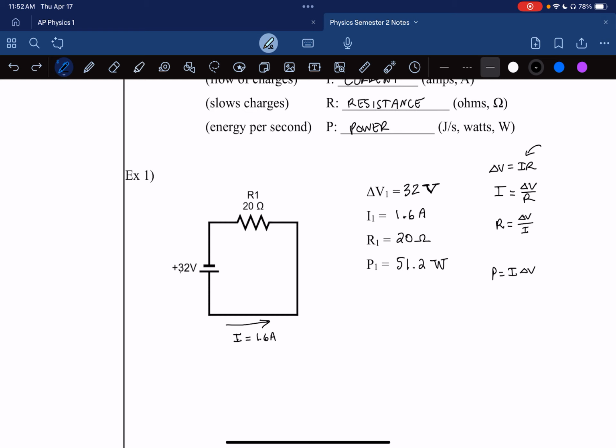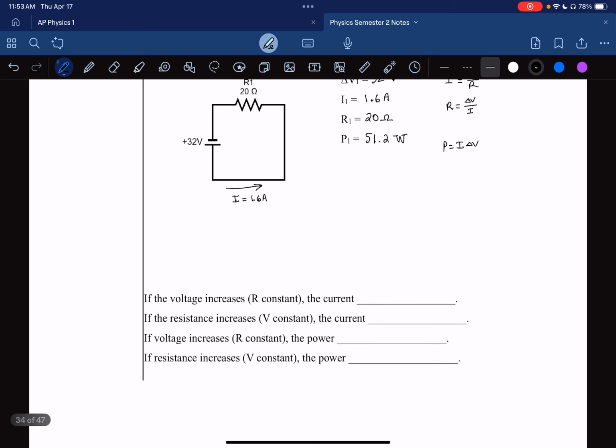Voltage is what's supplied by the battery. The circuit picks up 32 volts as it crosses the battery, and it will drop 32 volts as it crosses a resistor. But however you want to say it, this voltage is 32. The total resistance of this circuit is 20. And the power, you can think of it as the power supplied or the power dissipated by the resistor. This is a light bulb. It's like the heat given off of the light bulb is 51.2 watts. That's 51.2 joules per second.